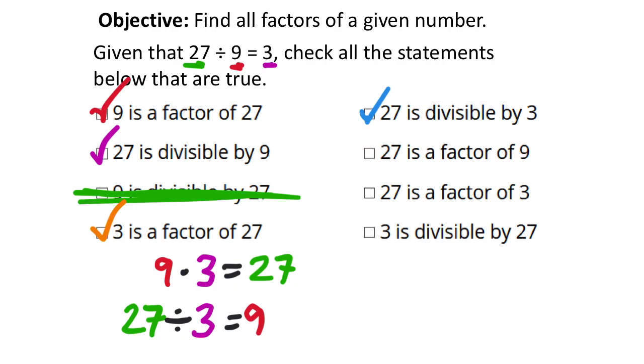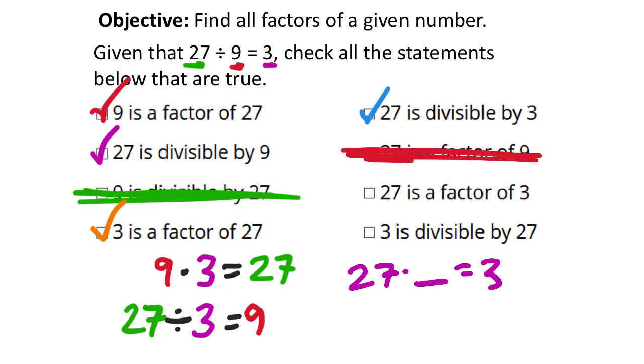27 is a factor of 9. Nope, I don't see any of these fact families that show 9 times 27. I'm sorry, 27 times something equals the product of 9. Again, that "of" means you're looking at the product. So this one is a false statement. Next, 27 is a factor of 3. Again, that means that you'd have to have 27 times something, which would equal 3. And again, I can't get a natural number out of that blank, which means that that is also false.